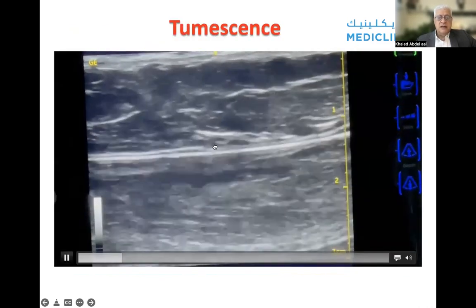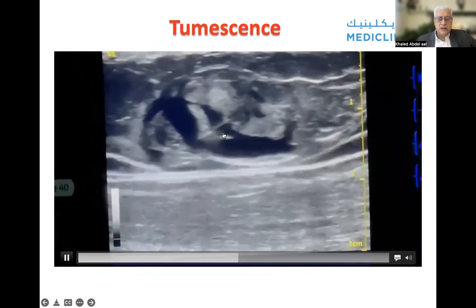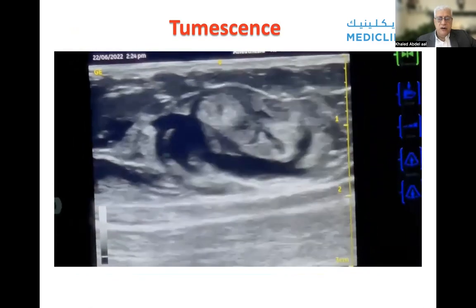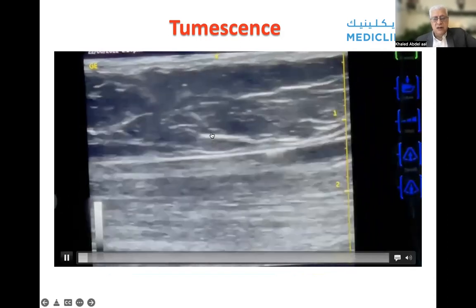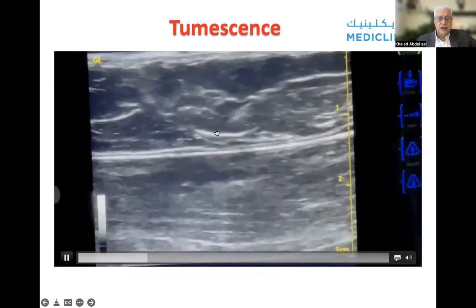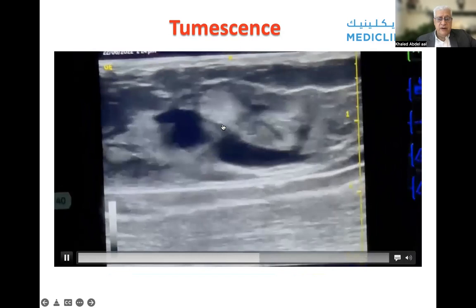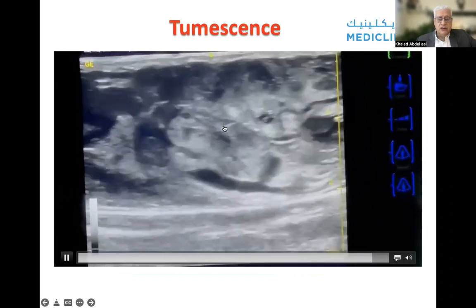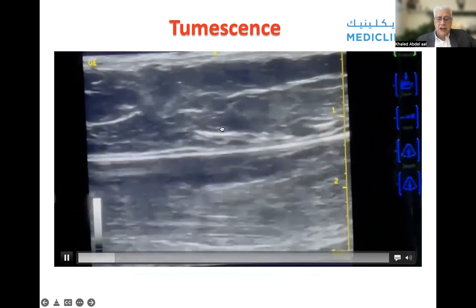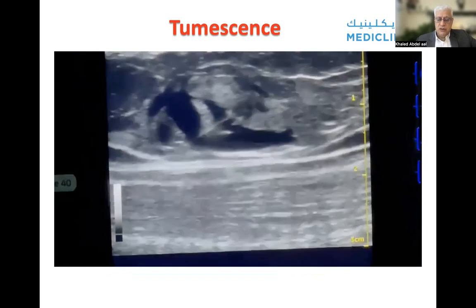This is the catheter and this is the needle you introduce under echo, and then you inject your saline to make the tumescence. You see how far the vein goes. The vein was first at this level and you see it went down about 5 centimeters. The aim of the tumescence, you see, is to push the vein downwards to make it as far as possible from the inner surface of the skin to avoid damage of the skin by the heat produced inside the vein.